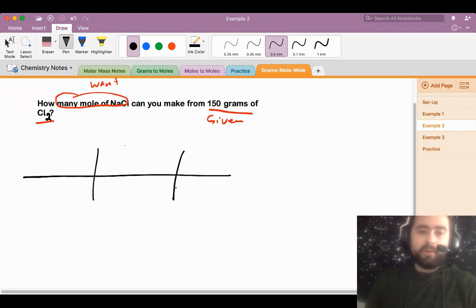So 3 boxes. Given 150 grams of Cl2. As soon as I write grams of Cl2, I'm going to write grams of Cl2 at the bottom. First thing I'm doing is going from grams to moles. So I'm going to go from grams of this to moles of this. So moles of Cl2. So that was my next step. Grams to moles. And then as soon as I write the unit at the top, write it at the bottom.